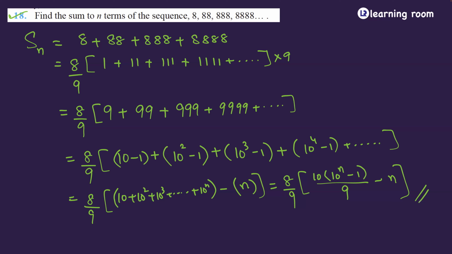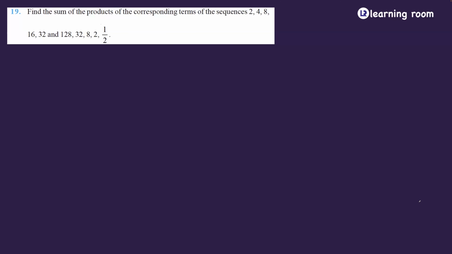Done. Do the next one. Find the sum of the products of the corresponding terms of the sequences 2, 4, 8, 16, 32, and so on, and 128, 32, 8, 2, half.